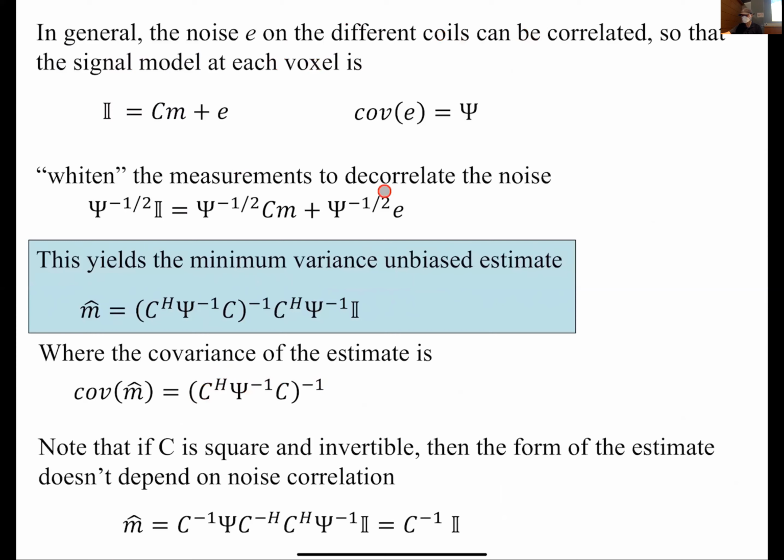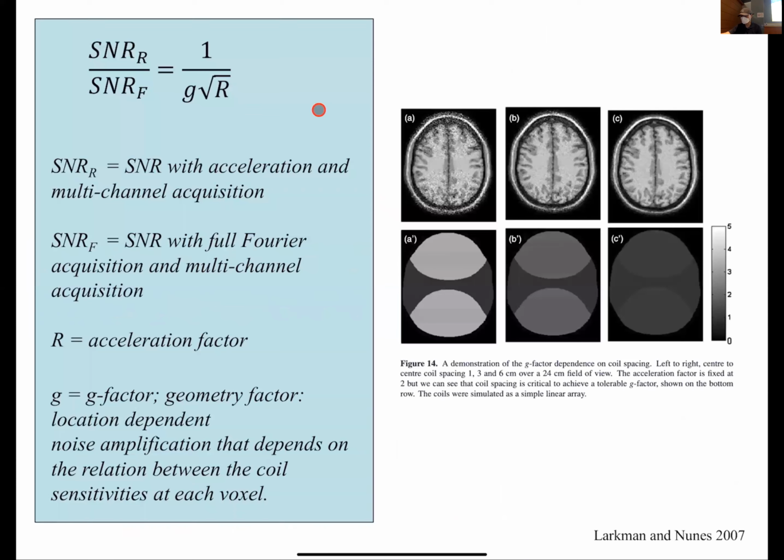It's the coil sensitivities, and then this whole thing inverted, and then this is the correlation of the coils. Now, it turns out if C is square and invertible, then this estimate doesn't really depend on the noise correlation. You're just going to invert that matrix, so in that case, it doesn't really matter. But in most cases, we're not dealing with a square matrix, as we saw. So what we're going to introduce is something called the G factor.